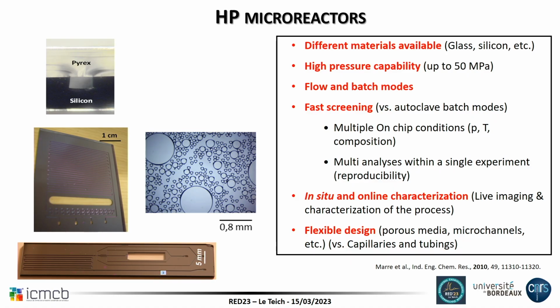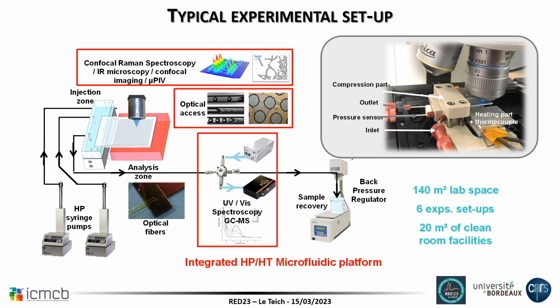So like I was telling you, the design can be made the way you want. So you can simulate a fluid flow from one side, from the other. You can make porous media. You can make mixing zone, temperature gradient from here to here. And you can implement online and in-situ characterization. So that's interesting because your chip, your microreactor can be placed, like I was mentioning, on the microscope. So you can combine confocal microscopy, Raman spectroscopy, IR, confocal imaging. Micro-PIV is to monitor the fluid flow. You put some particle tracer inside and you monitor the movement to get back to the fluid velocity.